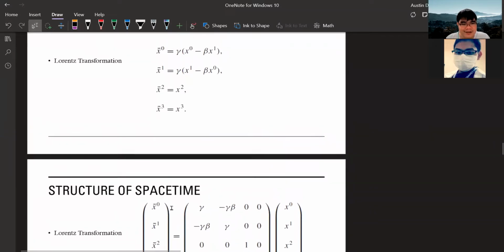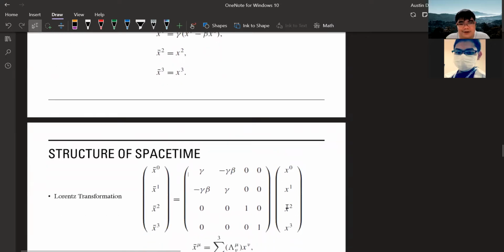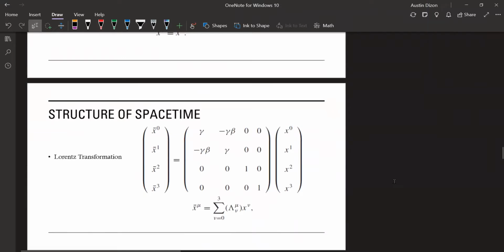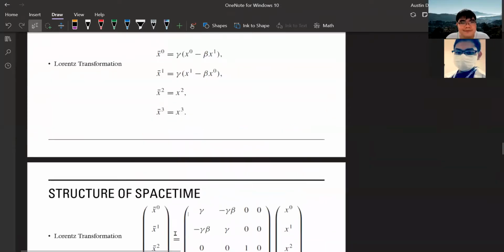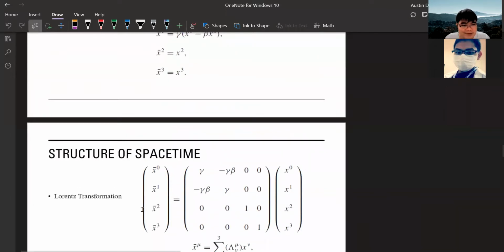Tingnan natin yung x0 bar. X0 bar would be equal to gamma times x0. Nice. Negative beta gamma for your x1. Nice. And then 0 for your x2, 0 for your x3. Okay guys, 1, 1, 2. Sana naaalala nyo pa yung 1, 1, 2 nyo. So ayan. So we can write down the Lorentz transformations in matrix form.